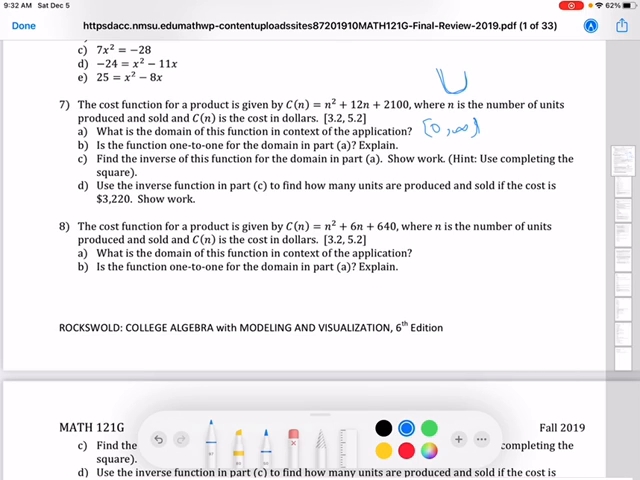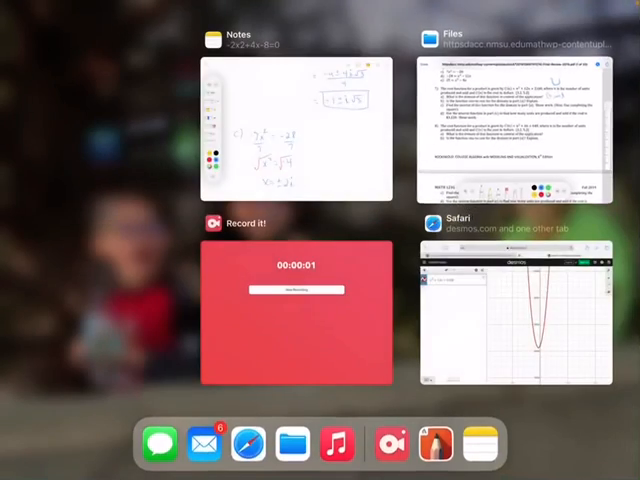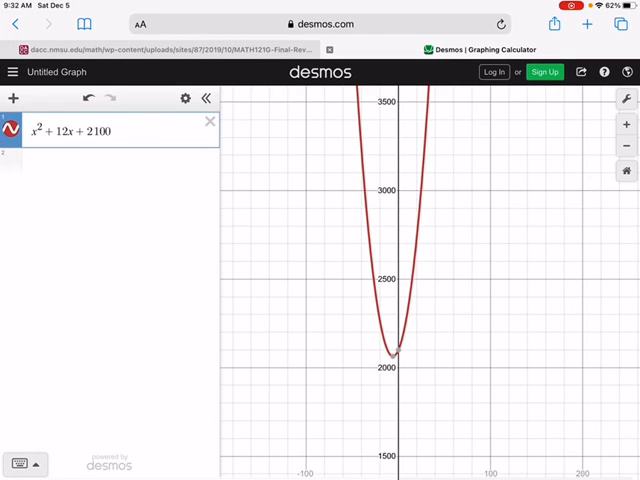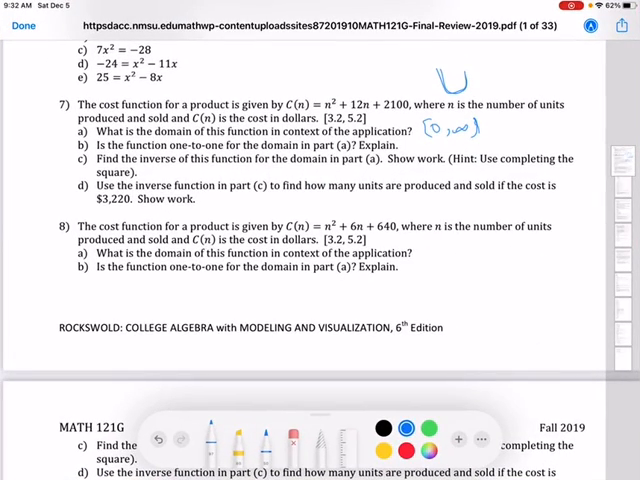Is the function 1-to-1 in the domain? So again, we're not seeing the left part of the parabola, we're just seeing the right side. And so if we do the horizontal line test, it would pass, okay? So this parabola, we're only going to see the right side, so it would be a graph like this. And if we do the horizontal line test, that's to check if it's 1-to-1, it passes. It is 1-to-1. Yes.